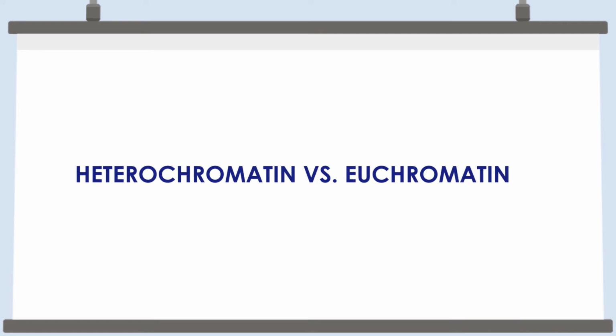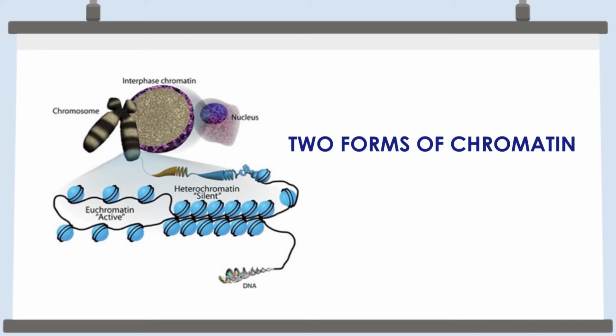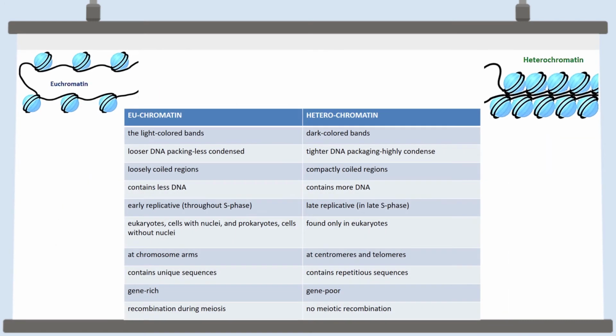Based on DNA accessibility and level of compaction, we traditionally classify chromatin into two forms, euchromatin and heterochromatin. The major differences between the two forms of chromatin are the following. Heterochromatin is tightly packed, dark stained, and characterized by high DNA density as opposed to euchromatin. It is found only in eukaryotes, it is late replicative, genetically inactive, and exhibits little or no transcriptional activity. Heterochromatin has important functions such as gene silencing and structural integrity of the genome.